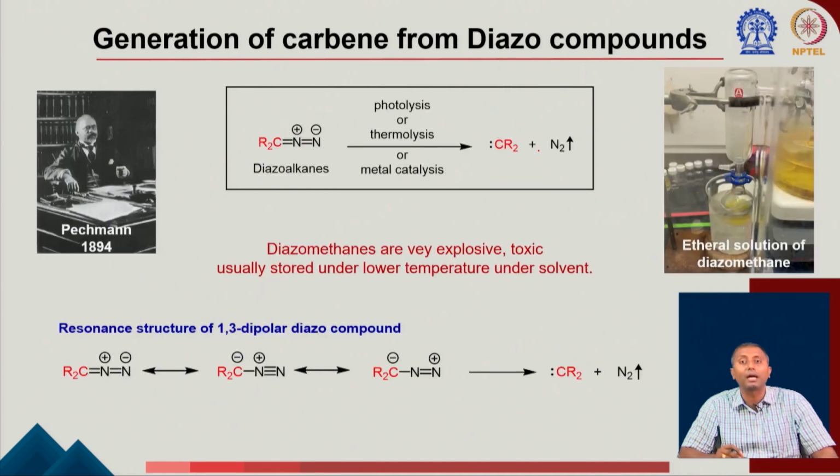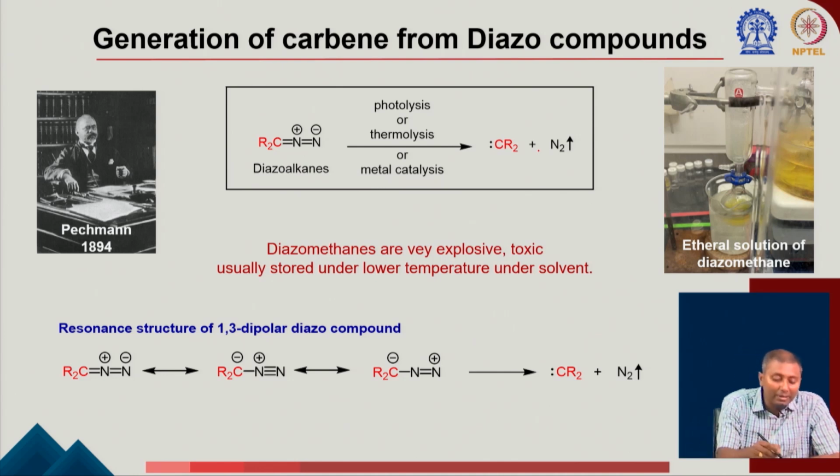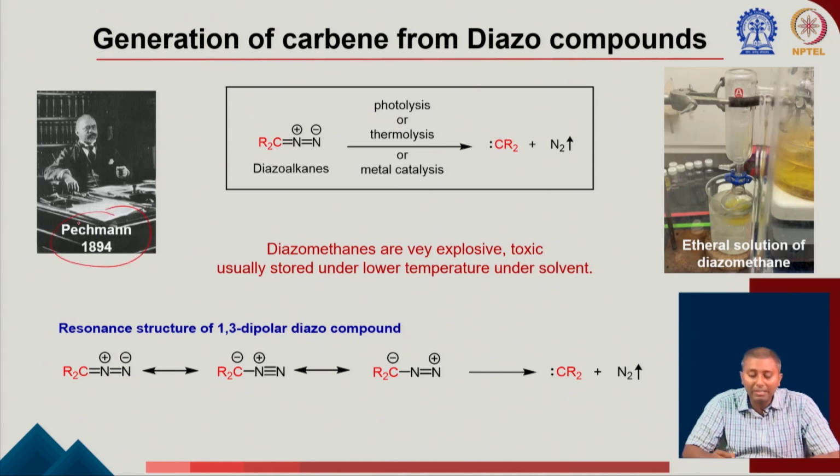So let us start with the diazo compound. I think this is a very important compound. At the same time, this compound is very explosive. So if you are working in the laboratory, you should be very careful about what type of glassware you choose. There is a particular glassware which is used for these compounds. This was discovered in 1894. The compound called diazomethane always has the structure CH2N2.